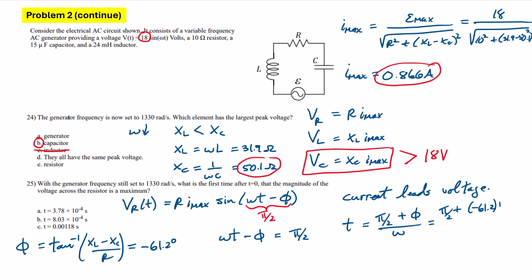Minus 61.2, I have to convert that into radians, and then at the end, I need to divide through by omega, and omega is going to be the 1330 that we've been working with. 1330 radians per second. All right, now you substitute in all the numbers, assuming I didn't make a mistake. 3.78 multiplied by 10 to the minus 4 seconds. And that there looks like it corresponds to choice A. All right, nice problem. Let's go to the next one.